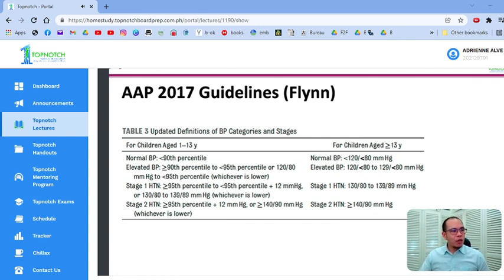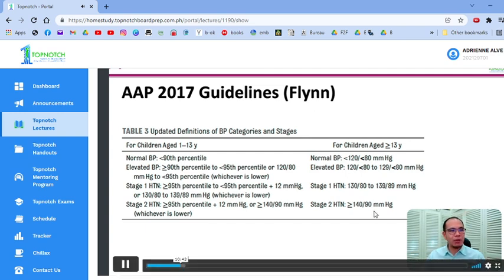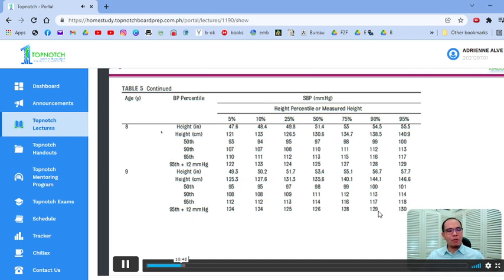Okay, tingnan natin to. For example, ito madali lang to, 130/80 to 139/89. Yan, absolute values yan, di ba? Pero ito ngayon kasi percentile tayo. So, for example, this is the table available from the said journal again, from AAP.